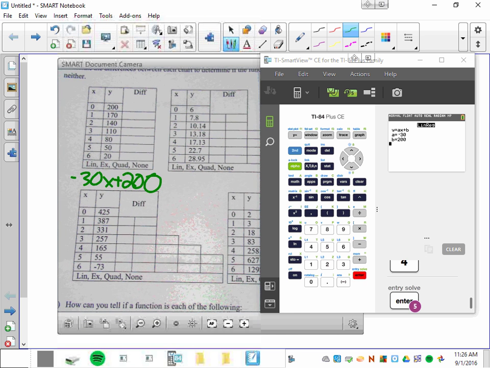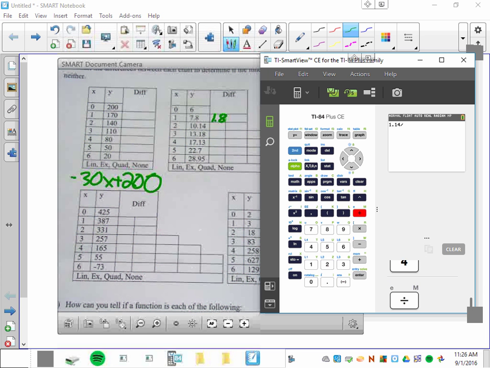Okay, next one. Second box. From 6 to 7.8, that's 1.8. And from 7.8 to 10.14, subtract, I messed up, 10.14 minus 7.8, 2.34. I'm already pretty suspicious about this. If it was linear, then the decimals would work out to be a little nicer. I'm going to go out on a limb and say this is probably exponential, which means we're multiplying by the same thing over and over.